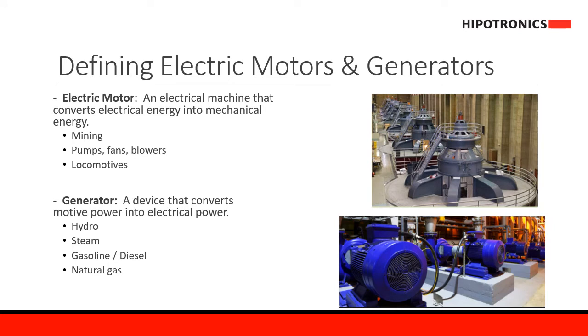Starting with the basic definitions for motors and generators. A generator converts mechanical energy into electrical energy, while a motor does the opposite. It converts electrical energy into mechanical energy. The applications for electrical motors mainly include blowers, fans, machine tools, pumps, and turbines, while generators can be seen in power stations to generate electricity.